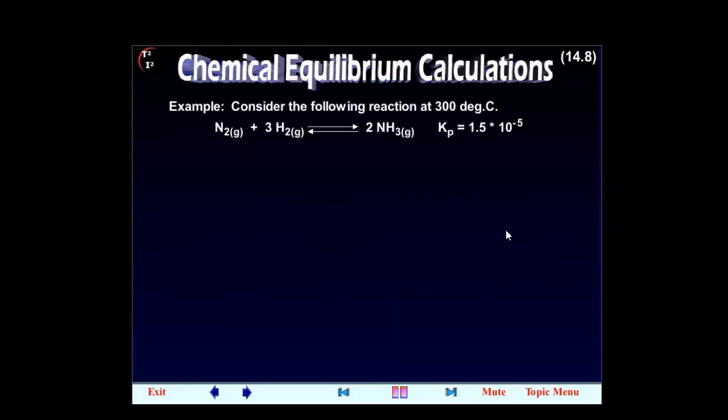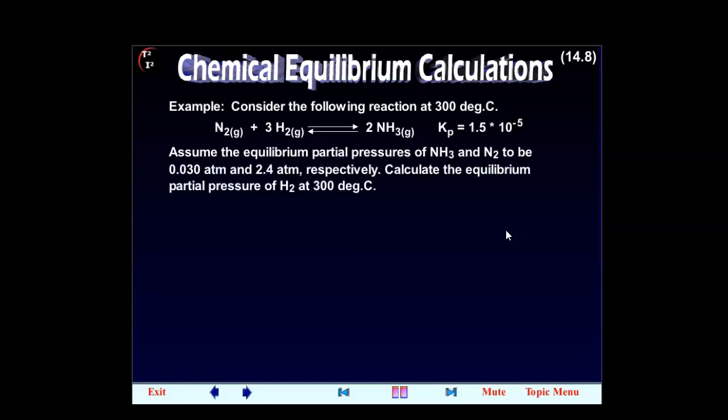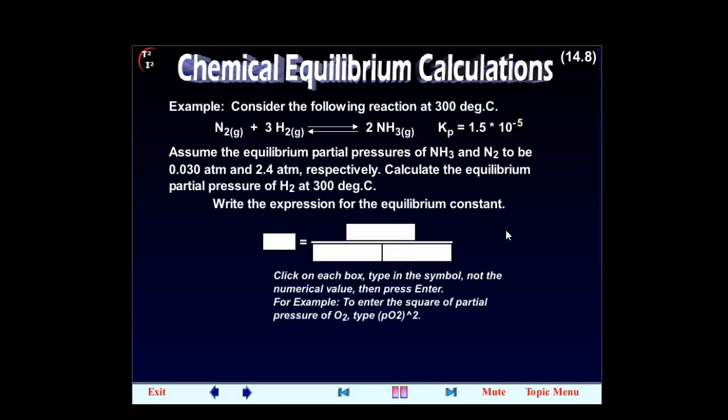Example: consider the following reaction at 300 degrees C. Assume the equilibrium partial pressures of NH3 and N2 to be 0.030 atmospheres and 2.4 atmospheres respectively. Calculate the equilibrium partial pressure of H2 at 300 degrees C. Write the expression for the equilibrium constant. All right, go ahead and write the equilibrium expression for that, which is straightforward.